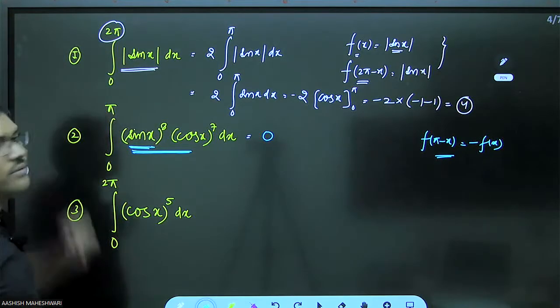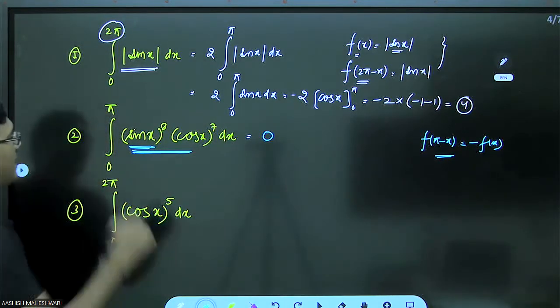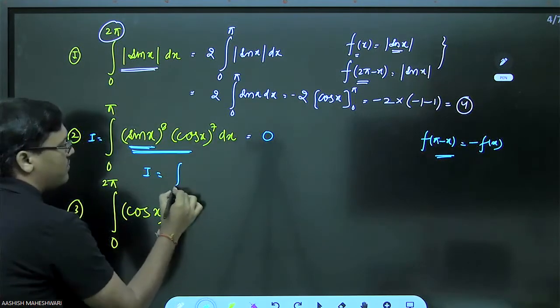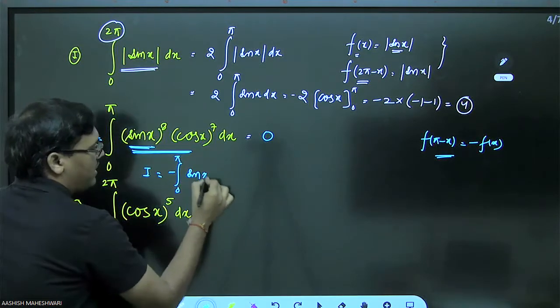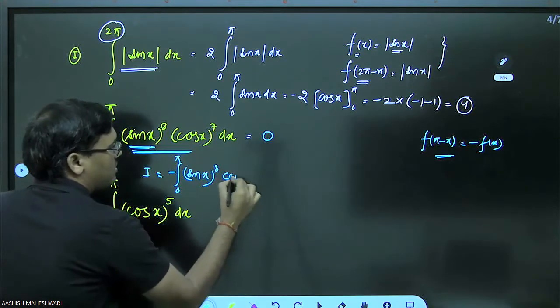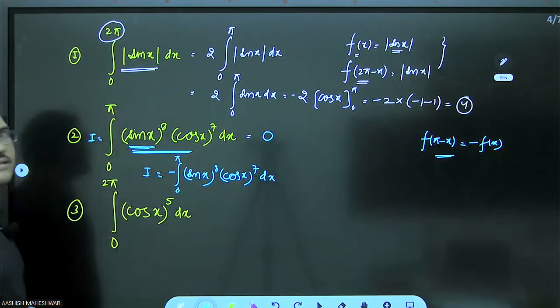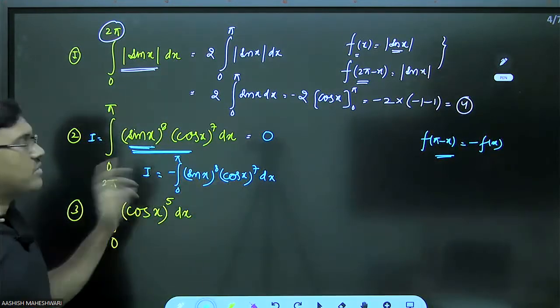This is 2a, or otherwise you can do king property. If you take this as integral I and apply king property, this will be 0 to pi of minus sin x raised to 8 and cos x raised to 7. You can see if I apply x goes to a plus b minus x, this will become sin x raised to 8, this will become minus cos x raised to 7.